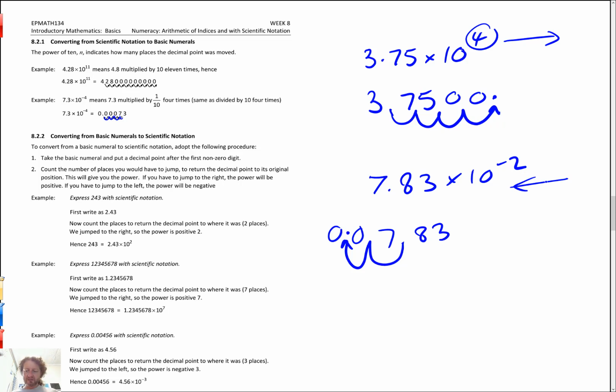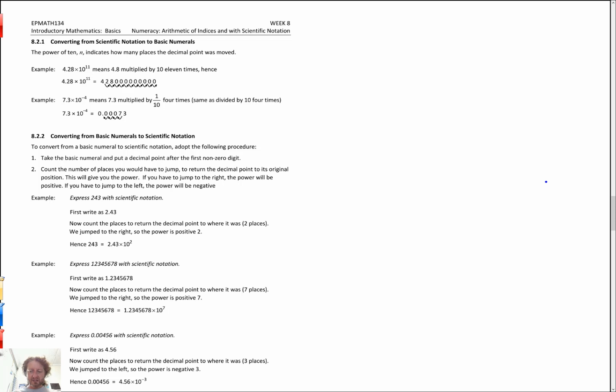Okay, well, what about the other direction? Let's look at some examples down here. Express 243 with scientific notation. So I start with 243, but I know I want it in the form something times 10 to the something. And I know that something only has one non-zero digit to the left of the decimal point. So the decimal point is currently here on the number 243. I need 2 moves to the left. Now, 2 moves to the left means I'm making this number 2 moves smaller. So in order to correct this, I need to make this 2 moves bigger.